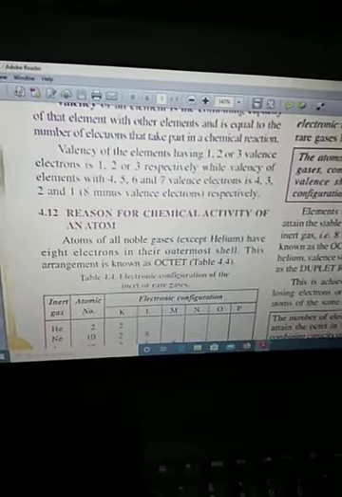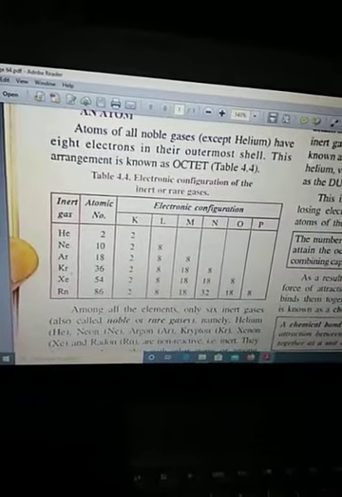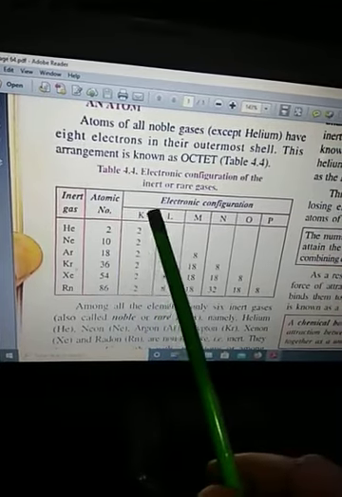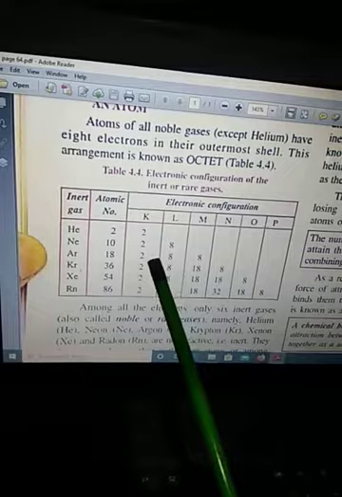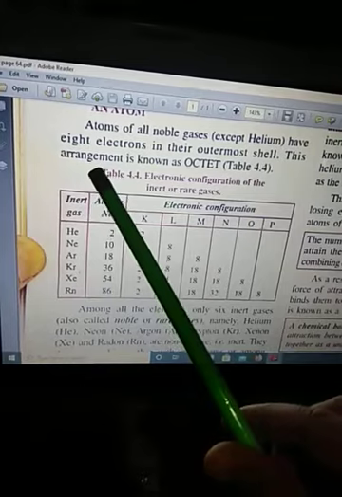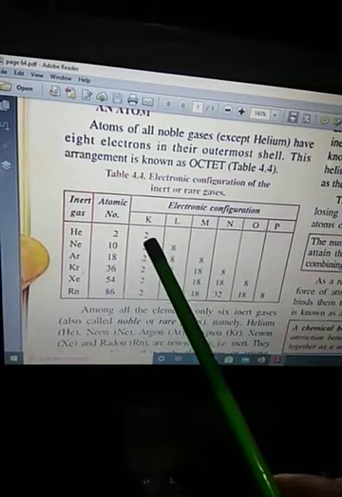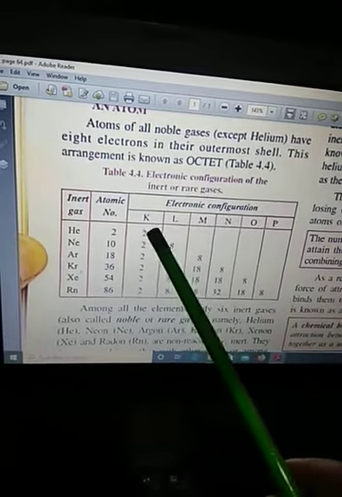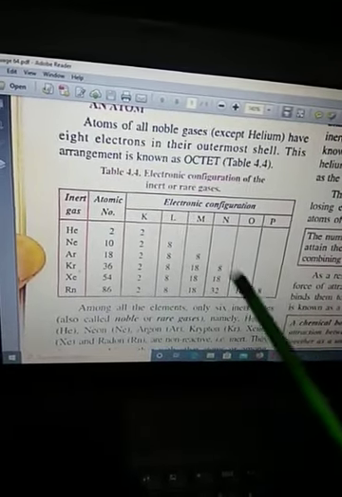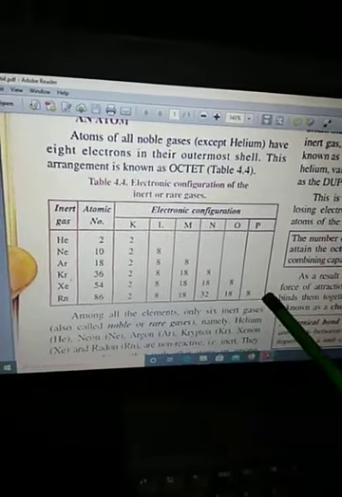We'll see those rules. The electronic configurations of inert gases: for helium it is only K 2, for neon it is 2, 8, first K 2, then L 8, similarly argon 2, 8, 8, and it goes on. If you see these elements, they are very unreactive, that means they are very stable. Except helium, all the elements have 8 electrons in the outermost shell. So for stability, an atom should have 8 electrons in the outermost shell.